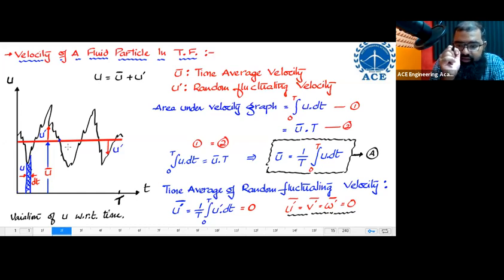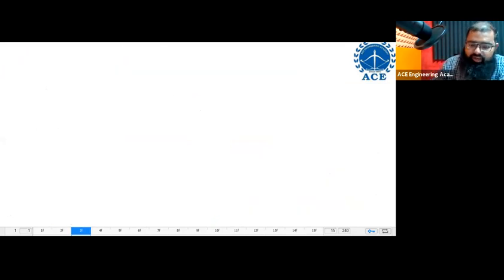Then I can say that let us make the negative part also positive. That can be done by squaring this thing. Imagine if I square u prime. If I square u prime, the positive part will be positive. Negative part also will become positive. So let us say, I'm going to next slide for a moment now. I can write u prime square bar.